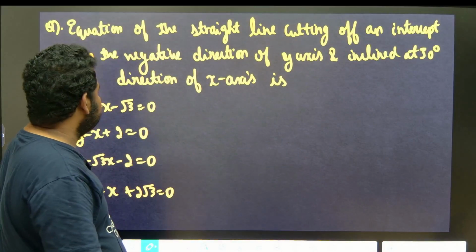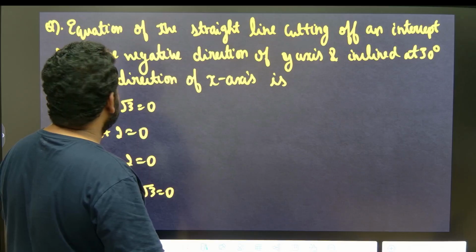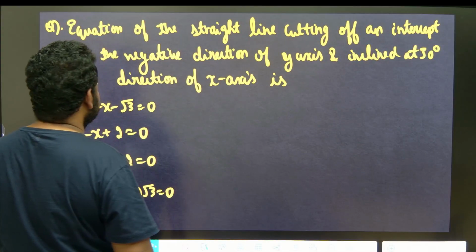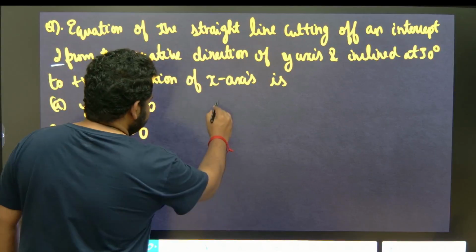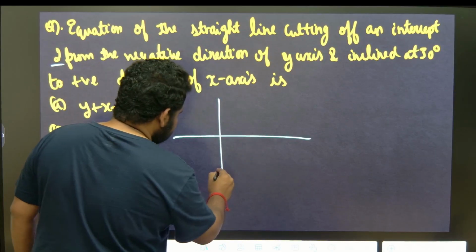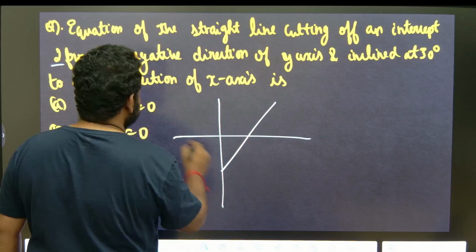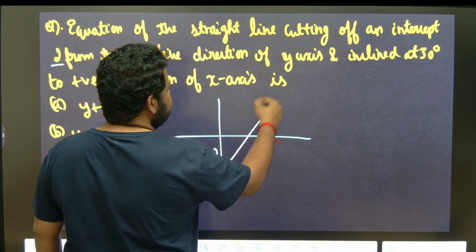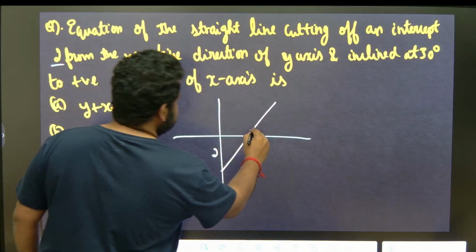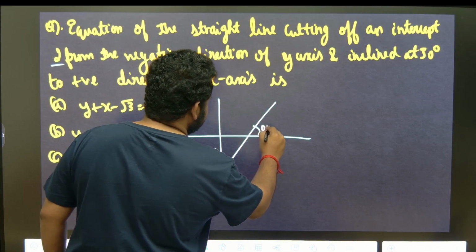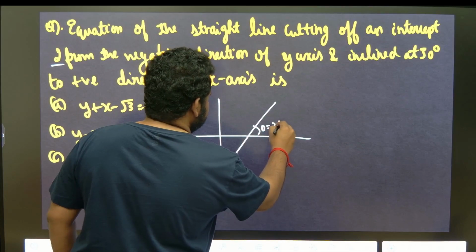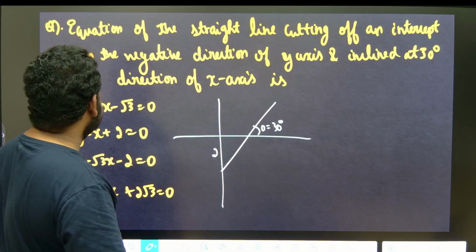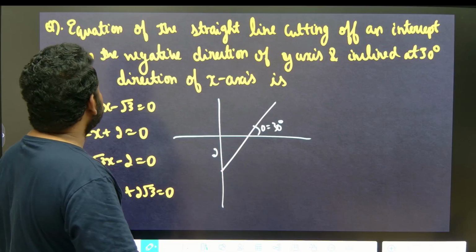Equation of the straight line cutting off an intercept 2 from the negative direction of y axis and inclined at 30 degree to positive direction of x axis is. They have given something like this. The y intercept is here, in the negative direction of y axis, and the line is inclined at 30 degree to the positive direction. This is theta. This theta is given by how much? 30 degree. This intercept is 2, in the negative direction of y axis. So they are asking us to find the equation of the line.